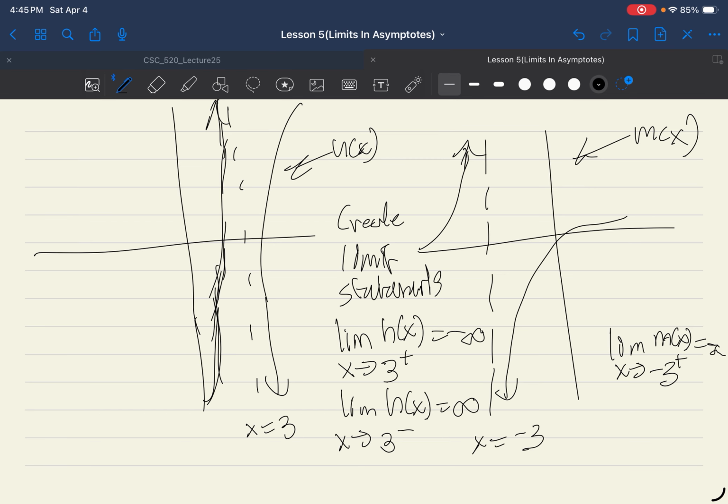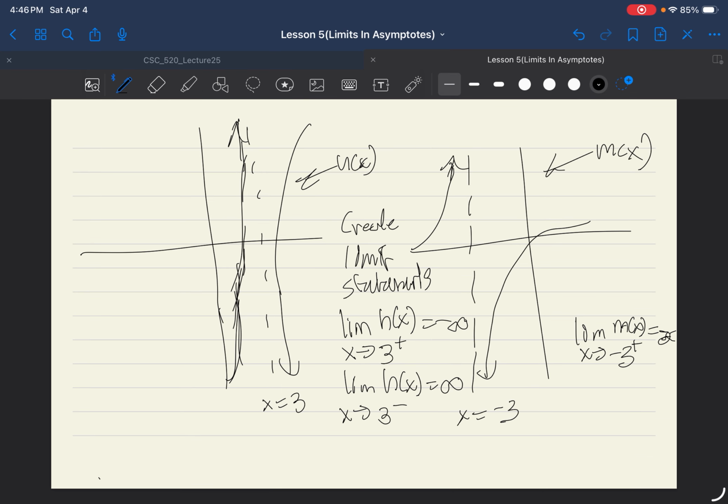Excuse me. Let me just draw that a little bit better. Let's go, limit as x approaches negative 3 from the right of h of x is going to be negative infinity. Remember that this plus and minus is indicative of the left and right sides. This should be m of x, my bad. This should be m of x.